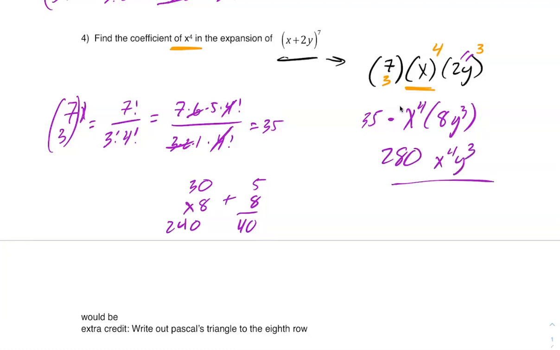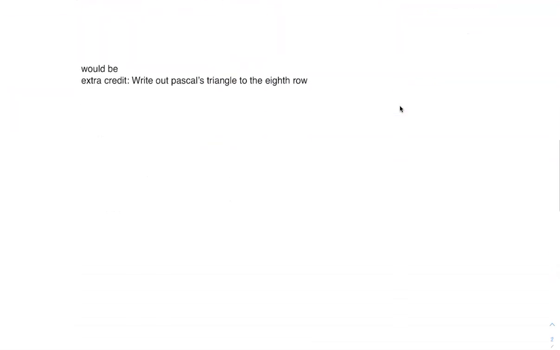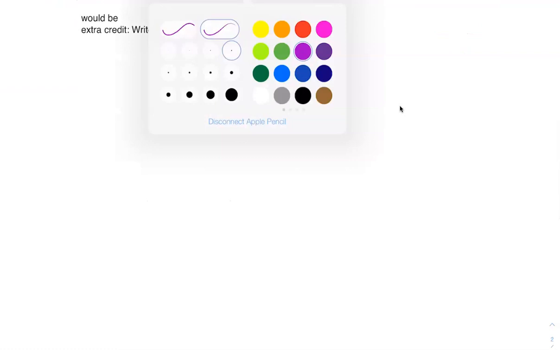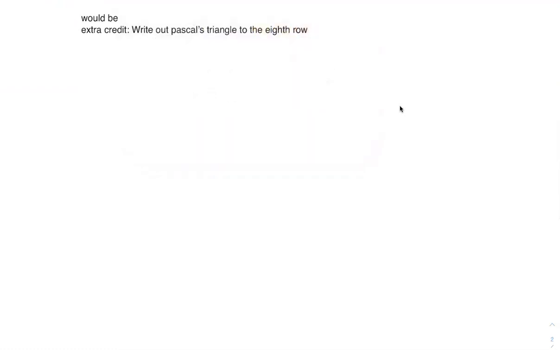So there you go. This would have been the extra credit I would have given you guys, the Pascal's triangle to the 8th row. So if you want to do that, a lot of people actually mess this up. You always start with the 1. That's row 0. That's not considered the 1st row. Then you go 1 on the sides, row 1. Then you go 1, add these up, 2, 1. And just keep on going. So 1, add these up, 3, 3, 1. That's the 3rd row, by the way.